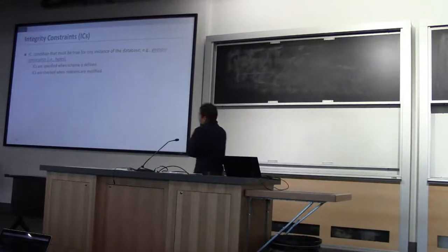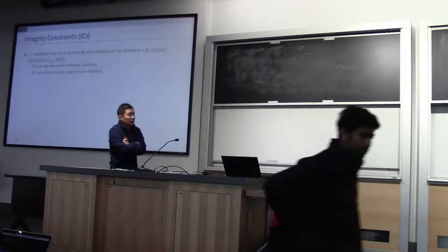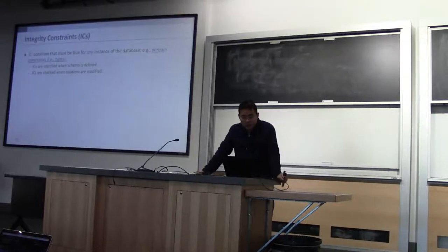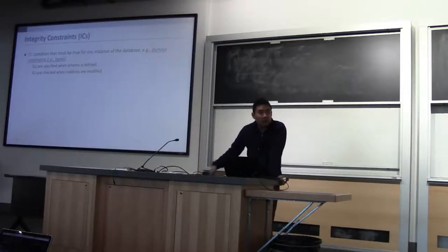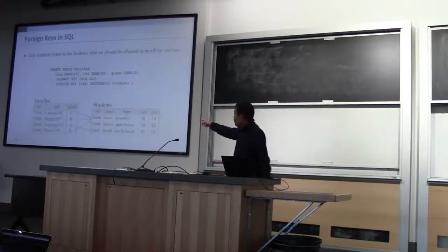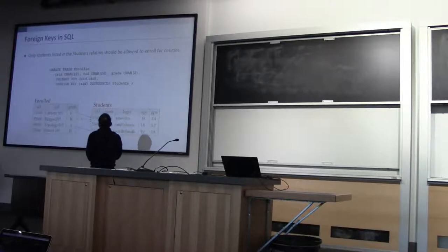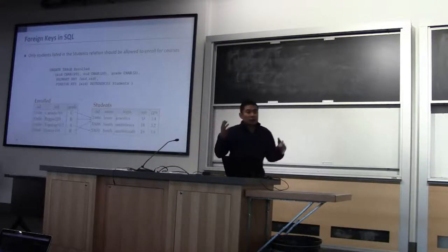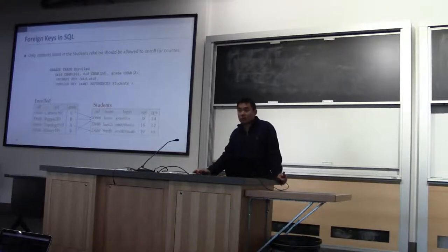So the concept of foreign keys brings up the definition of the concept of integrity constraints. Integrity constraints refer to conditions that must be true for any instance of the database. We have actually seen some of this implicitly. For example, when you define the schema for a table, when I say SID is a character array of 20, CID is a character array of 20, grade is a character array of 2, I actually defined implicitly a type constraint for each attribute. Okay?